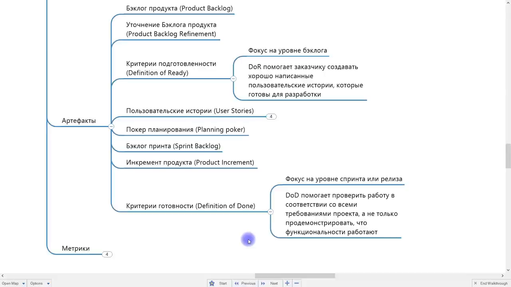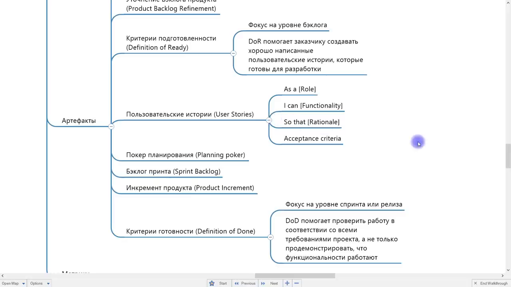That is, our definition of done helps verify the work against all the requirements of the project, not just demonstrate that the functionality works. For example, the definition of done might include the following: that we have integration tests written and they all pass. We have unit tests written and they all pass. For example, we have less than 10% of critical bugs. That is, we choose such criteria of product readiness, definition of done, that allow us to evaluate what we have ready, this or that area of work, this or that functionality, and we use exactly the readiness criteria in this case. I'd also like to draw your attention to user stories.